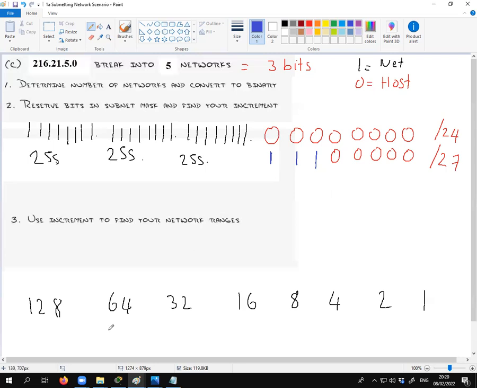1, 1, 1, 0, 0, 0, 0, 0. Because that's how we're doing it here. We've got all 8s and we convert that into decimal. We have 255, all the ones here, 255. All the ones here, 255. We were only doing the first 3 bits here, so 128 and 64 is 192, and 32 is 224. 255.255.255.224.